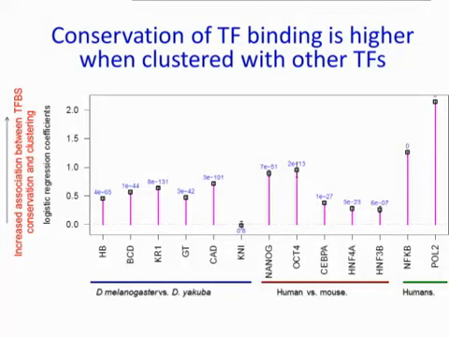And here, conservation of transcription factor binding is higher when clustered with other transcription factors. This is a logistic regression analysis, and the bar height implies the degree of significance. And you can see that between Drosophila melanogaster and Yakuba, the association with clustering with other transcription factors is significant, except for this one. And you see it between human and mouse, and this is among humans.